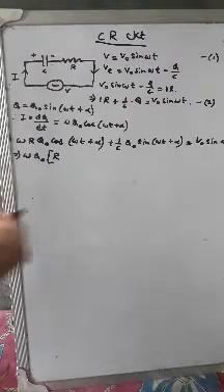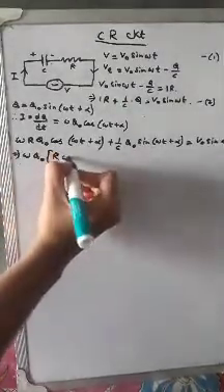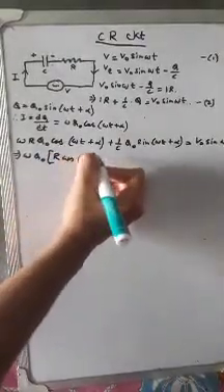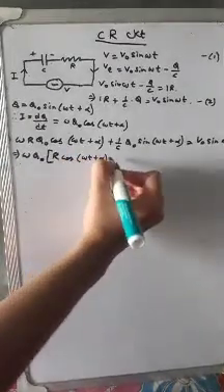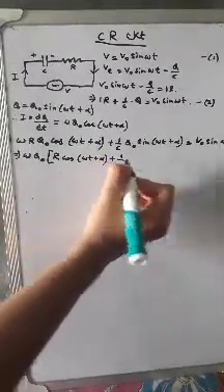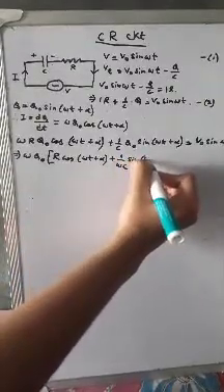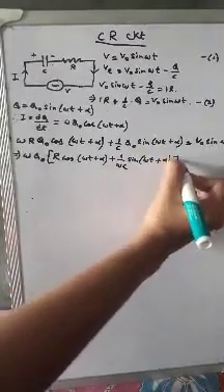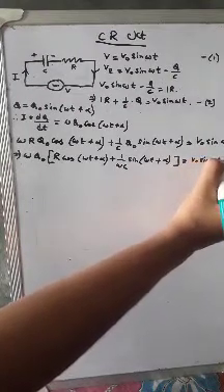I've written till here omega q naught R cos omega t plus alpha plus 1 by omega C sine omega t plus alpha, which is equal to V naught sine omega t. I will just write this step, students, and then I will explain what I did.